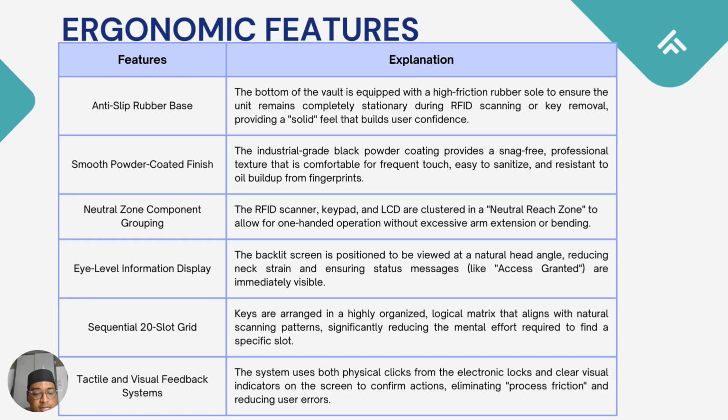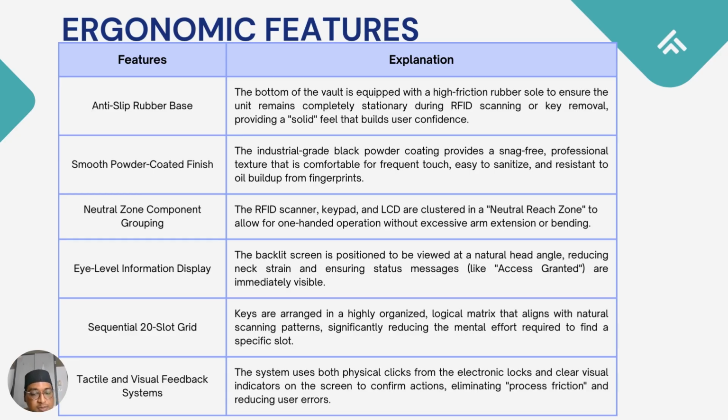Now, moving on to the third ergonomic consideration, the neutral zone component grouping. That's the RFID scanner, the keypad, and the LCD display, all of which are placed in a position where you can reach them comfortably. This allows the user to operate the system using natural arm movements without excessive stretching or bending. By placing these frequently used components within natural reach at the front, we reduce the physical strain and improve efficiency during repeated use. Next we have the eye level information display. As I explained, that's the LCD screen.